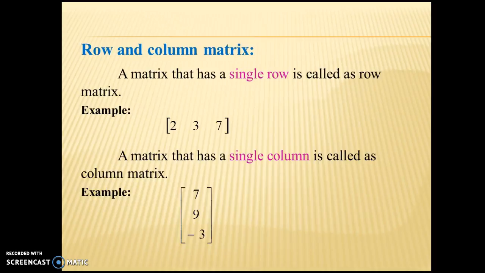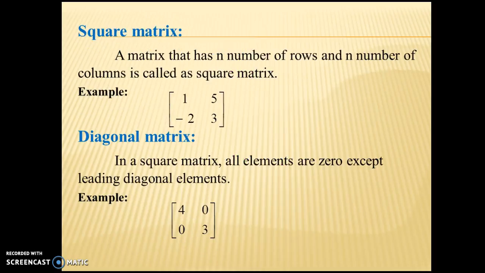Next, we see some types of matrix. Row and column matrix. A matrix that has a single row is called a row matrix. This is an example of a row matrix. A matrix that has a single column is called a column matrix. The below example is an example of a column matrix.